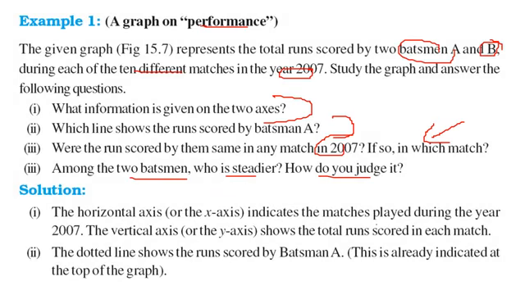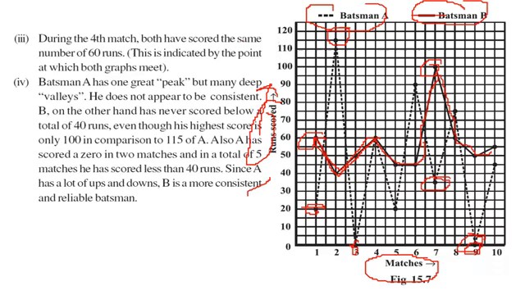First of all, the horizontal axis indicates the matches played during the year. The vertical axis shows the total runs scored in each match. The dotted line shows batsman A. And the fourth match, see, this is the fourth match. At this point, they both have the same vertex, you can say. Both have the same point. So in the fourth match, both have scored 60 runs.